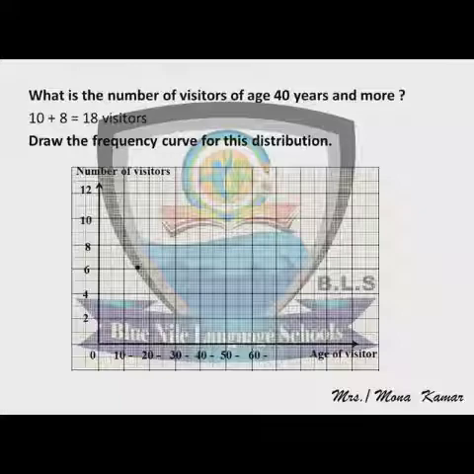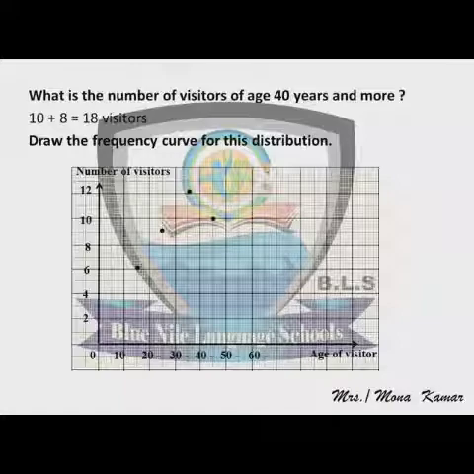The second set is 20 and more. It is from 20 to 30, so its center will be 25. From 25, we put the point at 9, because the number of visitors of this set is 9. The next set, 30 and more, will be from 30 to 40, so its center is 35. From 35, put the point at 12. The next set, 40 and more, from 40 to 50, its center is 45. From 45, put the point at 10.